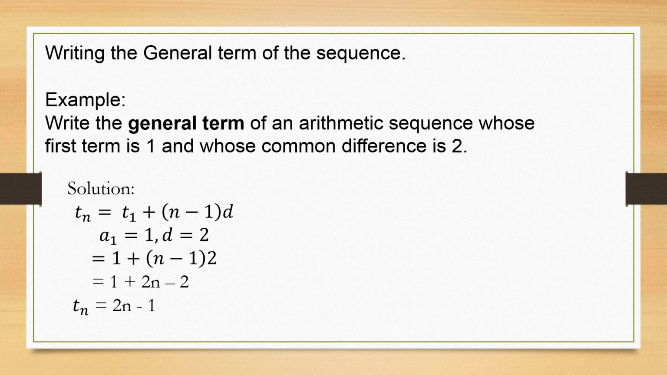T sub 1 or a sub 1 are just equal, referring to the first term, where the common difference is 2. So we have a sub 1 or t sub 1, that is 1, plus the quantity n minus 1 times 2. By simplifying, we get 2 times n, 2n. Then 2 times negative 1 is negative 2. Then 1 plus negative 2 is negative 1. So our general term is 2n minus 1, which has a common difference of 2.